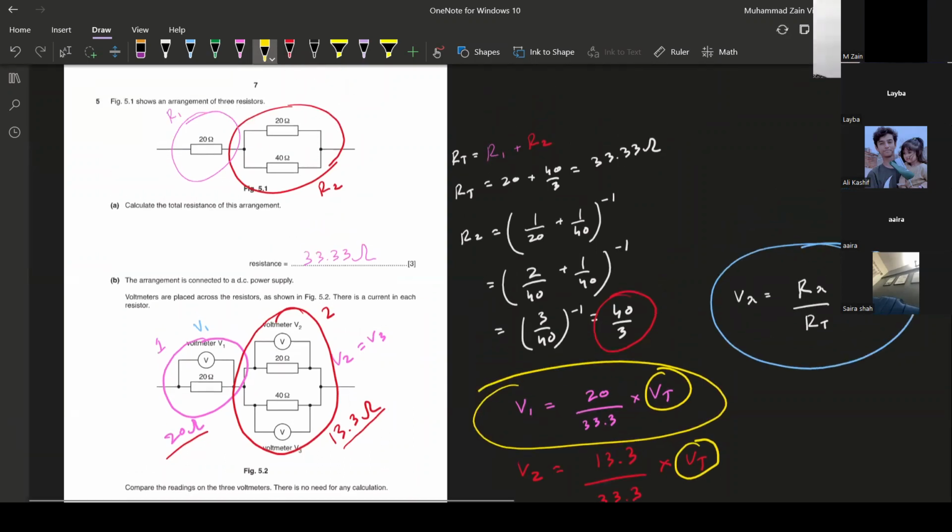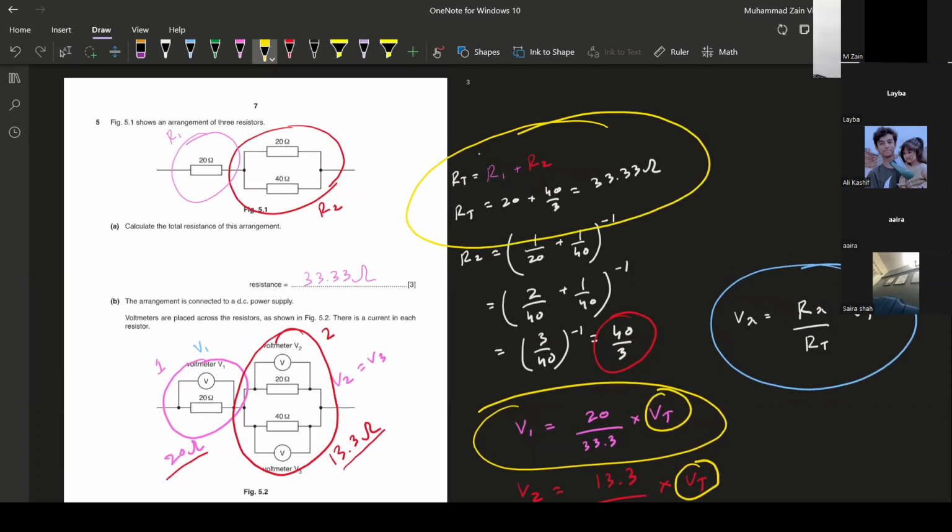So Saira is asking, how did we get 33.33? We just found it out in the previous part by adding up the resistances. I know the resistance of this resistor, it's equal to 20 ohms, and I know the resistance of this blue part, it's equal to 13.3 ohms. And how 13.3 ohms? I used this whole working to find it out. So that's how I get 20 and 13.3. I add them both, so I get 33.33.